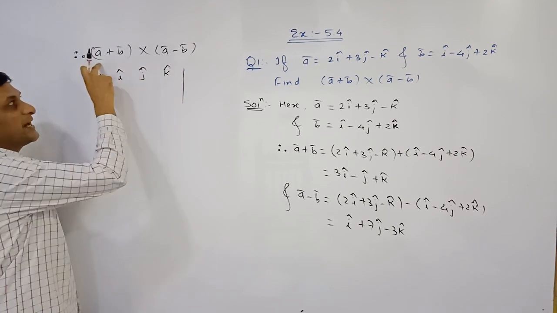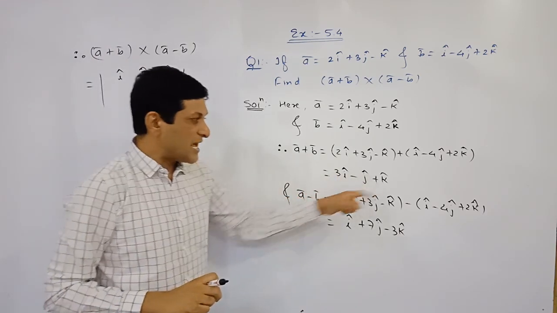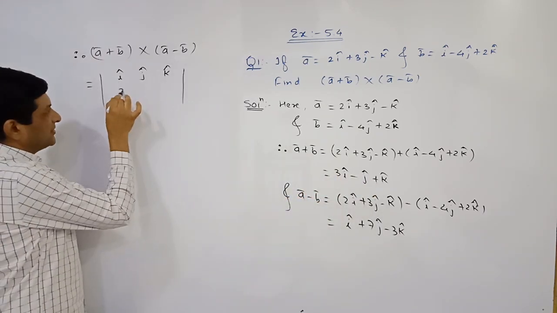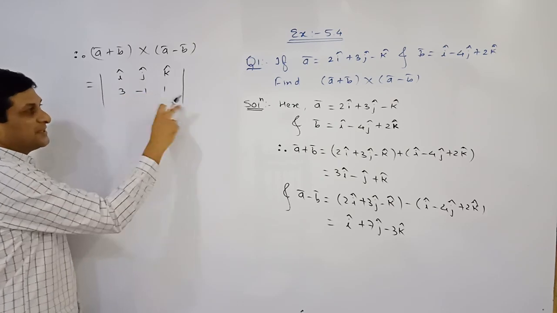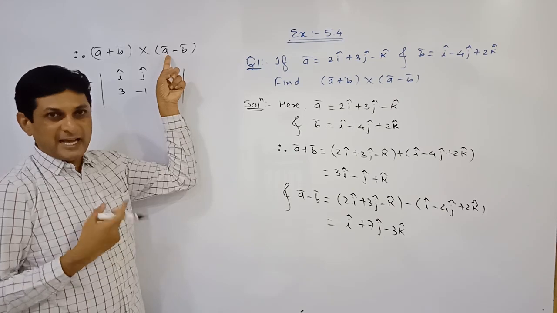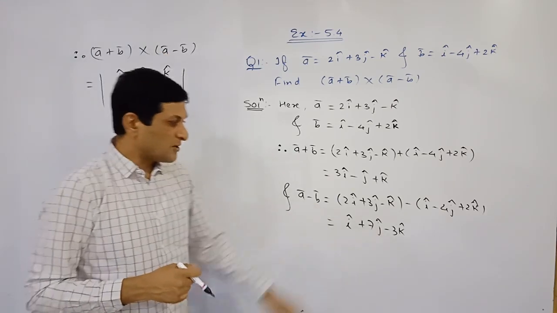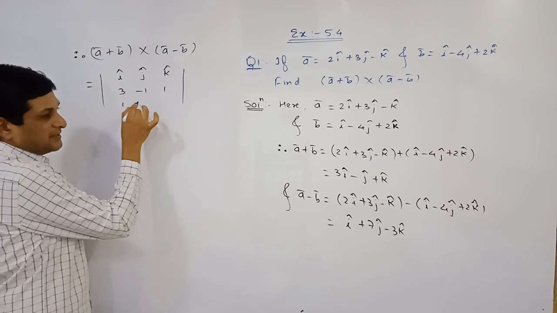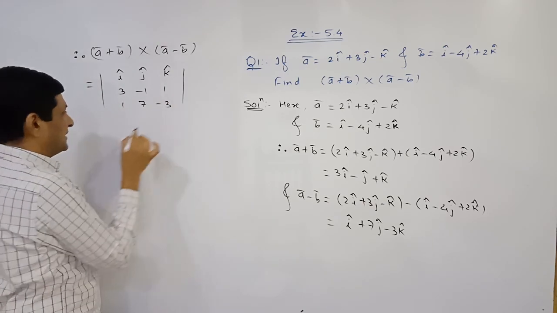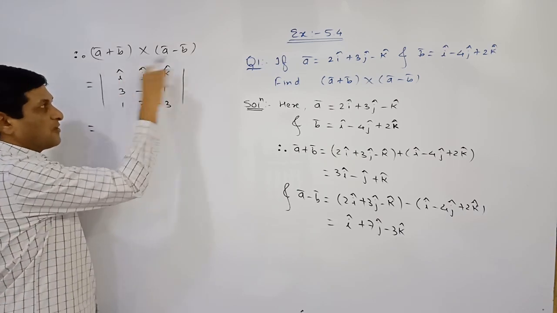In the second row write down the coefficients from what? A bar plus B bar. Here the coefficients are 3, minus 1, 1. And in the last row write down the coefficients of i cap, j cap, k cap from the next vector A bar minus B bar. Here the coefficients are 1, 7, minus 3. So this is equal to, hope all of you know how to simplify the determinant along the first row.